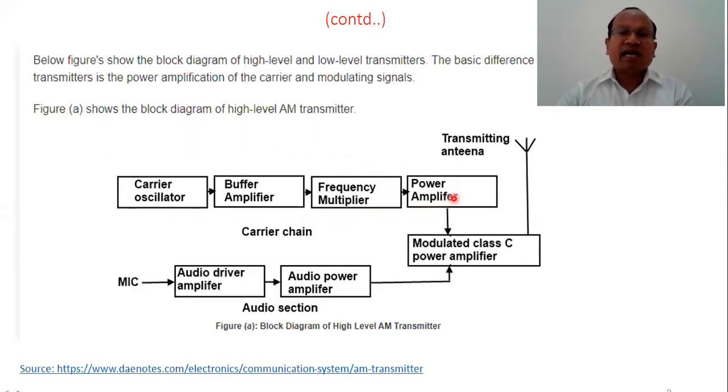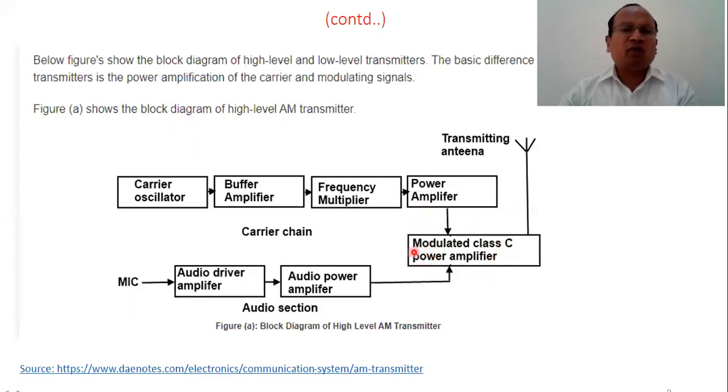This is called the carrier chain. Why carrier chain? Because this is the chain where the carrier is generated and amplified. It goes to the frequency multiplier, and after that to the power amplifier. Due to all these stages the power level goes down, and even if it doesn't, we need a very large amount of carrier power so that it can be modulated by the modulating signal and reach a large distance. Therefore, a power amplifier is used.